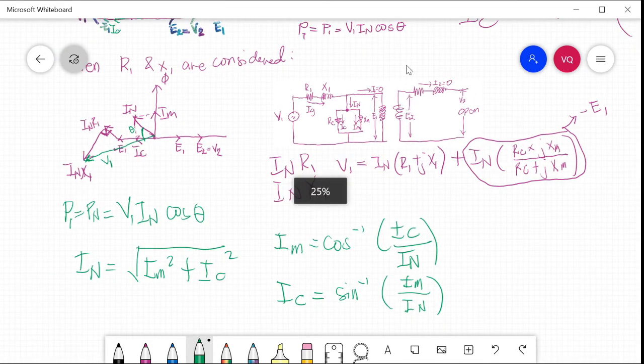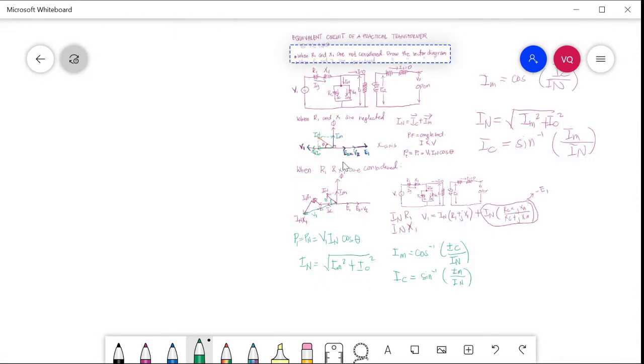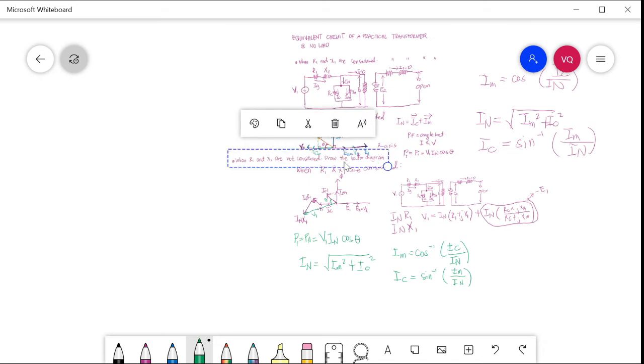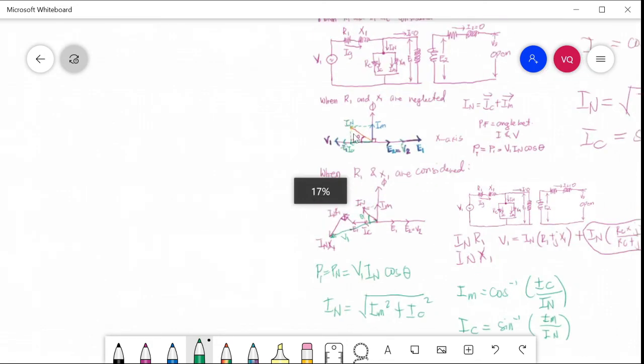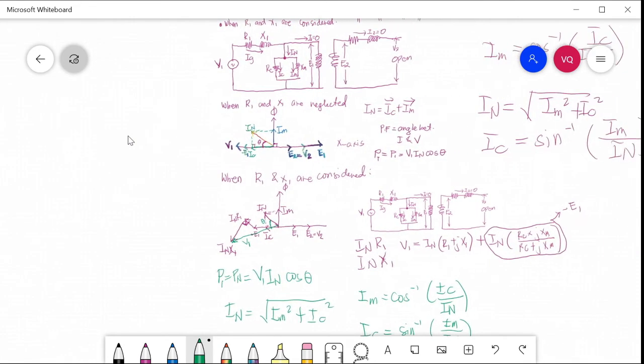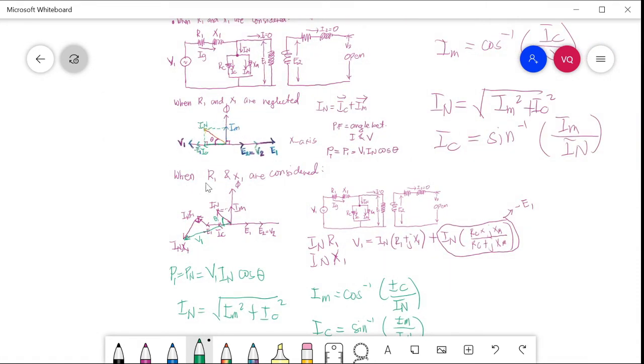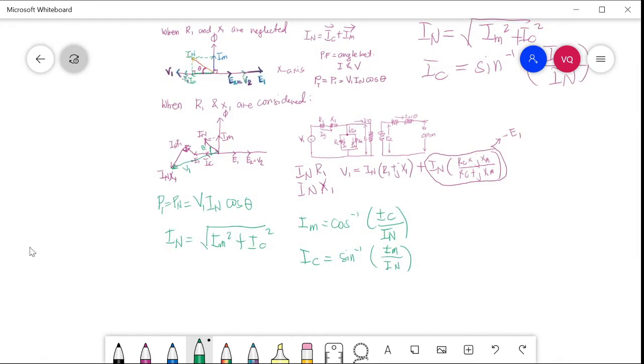We will use the first one when in the problem R1 and X1 are not given. When R1 and X1 are given, we will use this one. Okay, let's have an example.